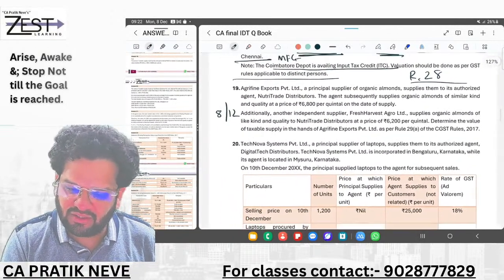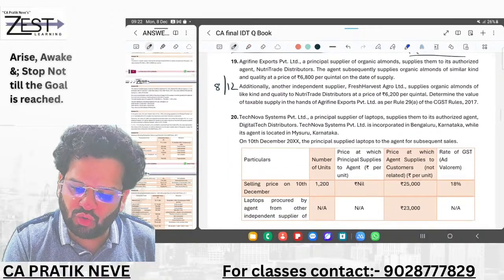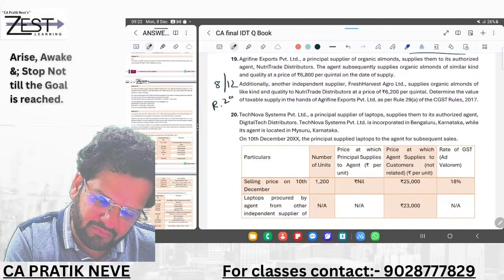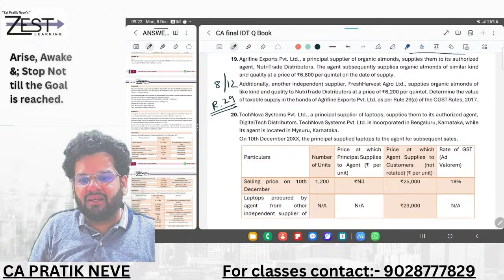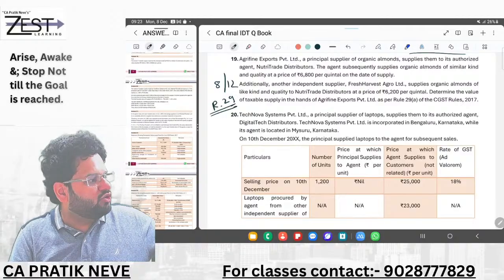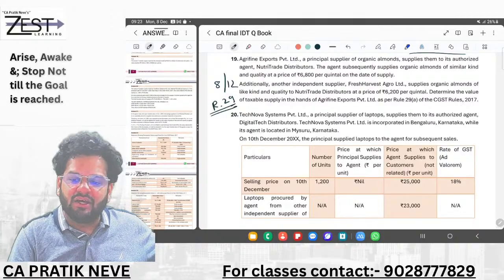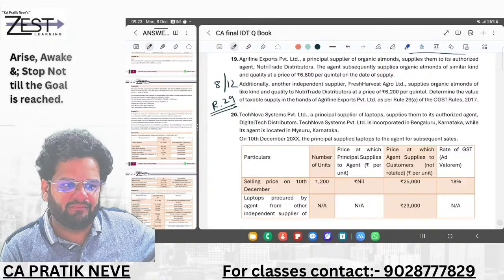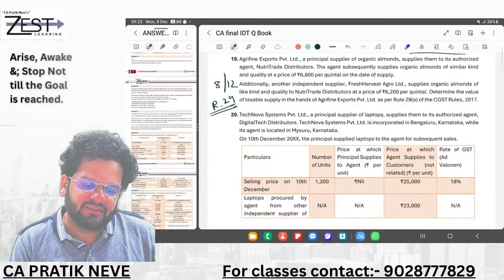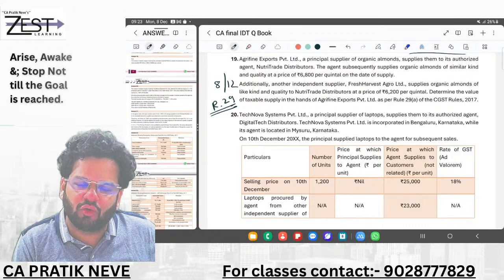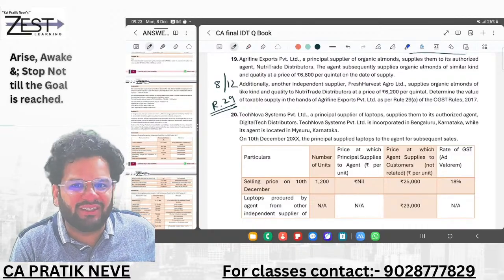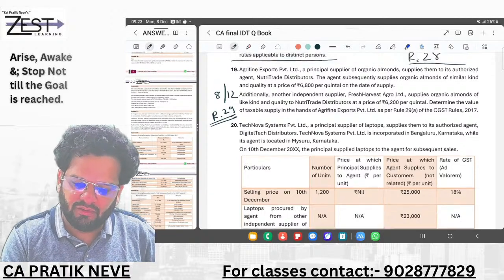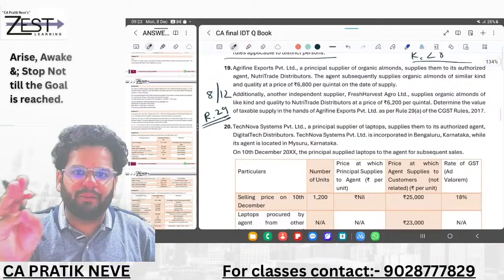Now comes a question on rule 29. Ask me, 29 is for what? Principal is sending goods to agent. Friends, when principal sends goods to agent, of course, we have to call it as supply and it has to be valued. But how? Open market value.